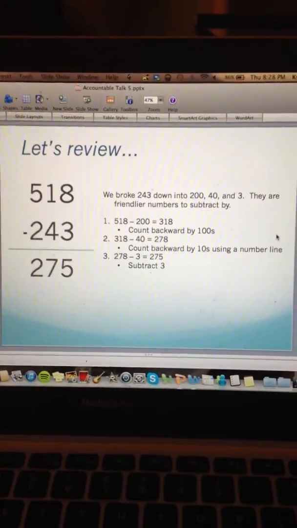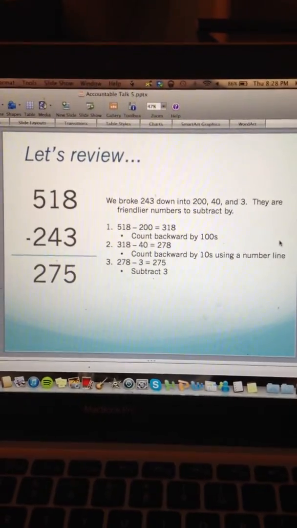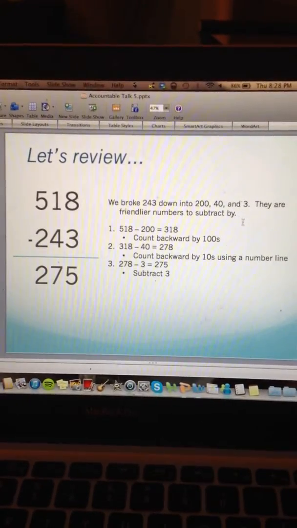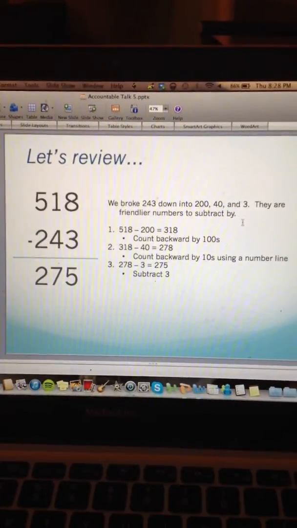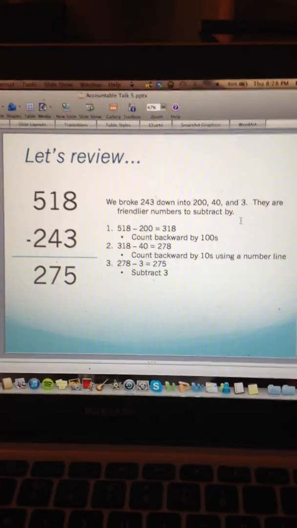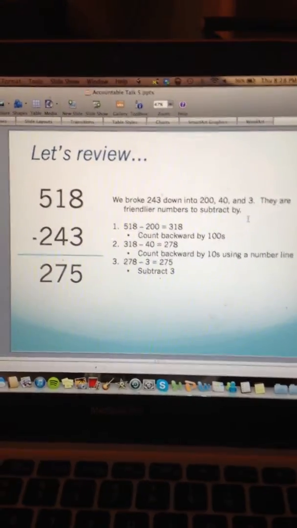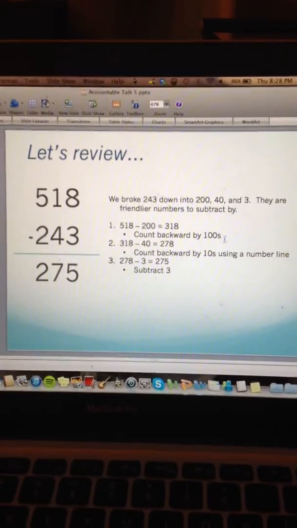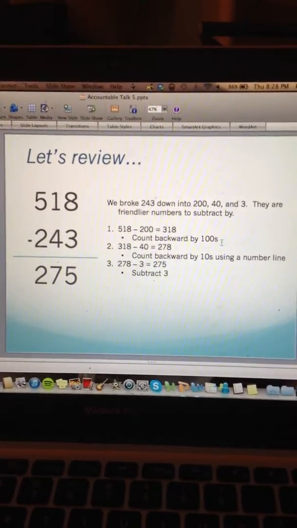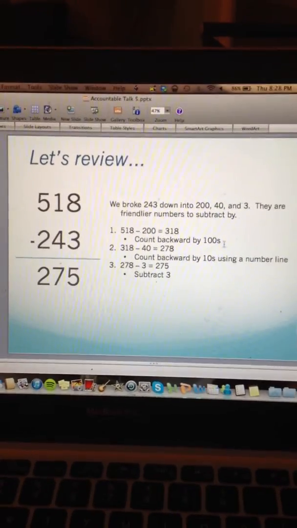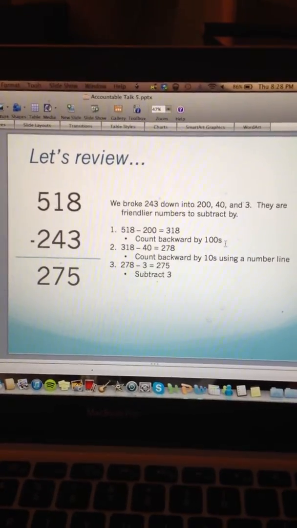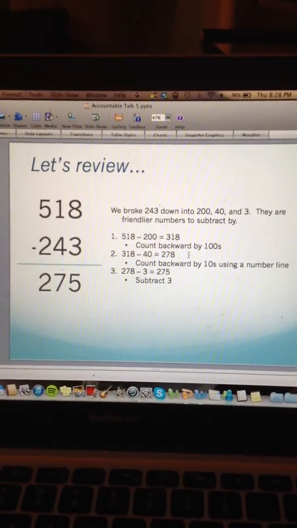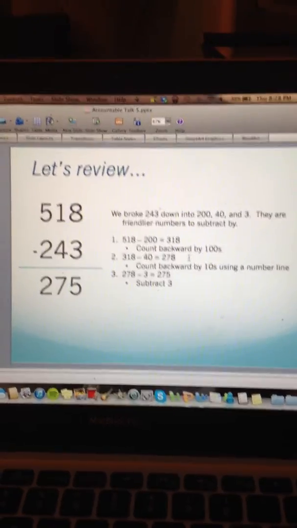So let's review. First, we broke 243 down into 240 and 3. They are friendlier numbers to subtract by than the full number of 243. So we subtracted 518 minus 200, we counted backwards by 100s, and we found 318. We took that 318 and we subtracted 40 by counting backwards with tens using a number line. We found 278. Once we had that 278, we could easily subtract 3 to find 275.